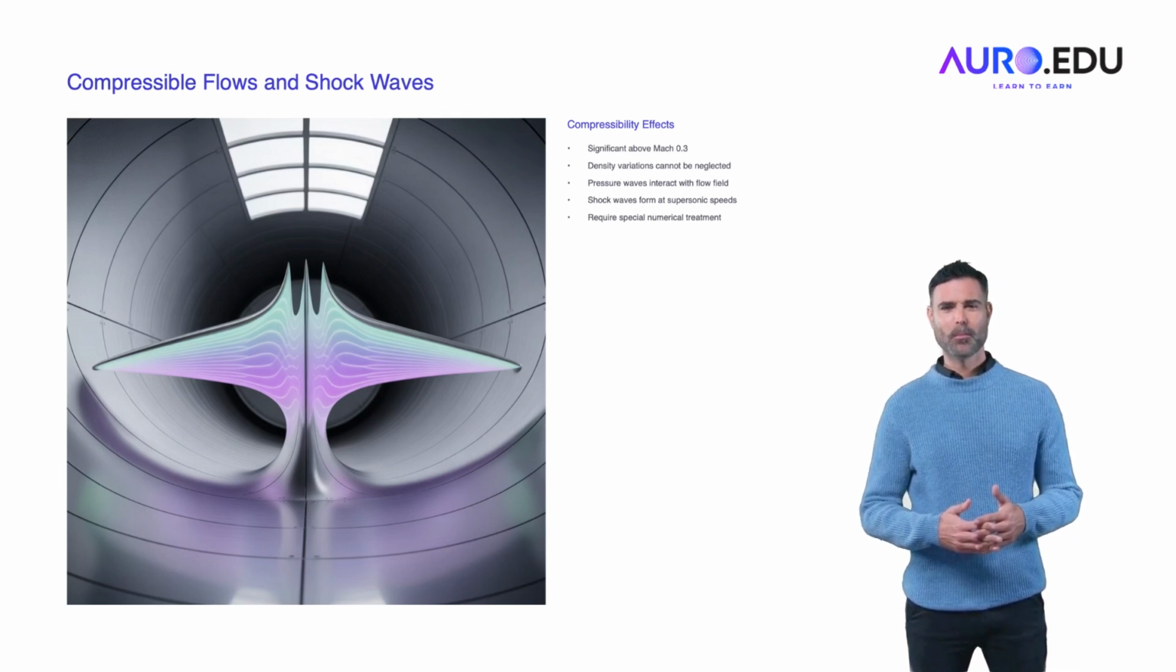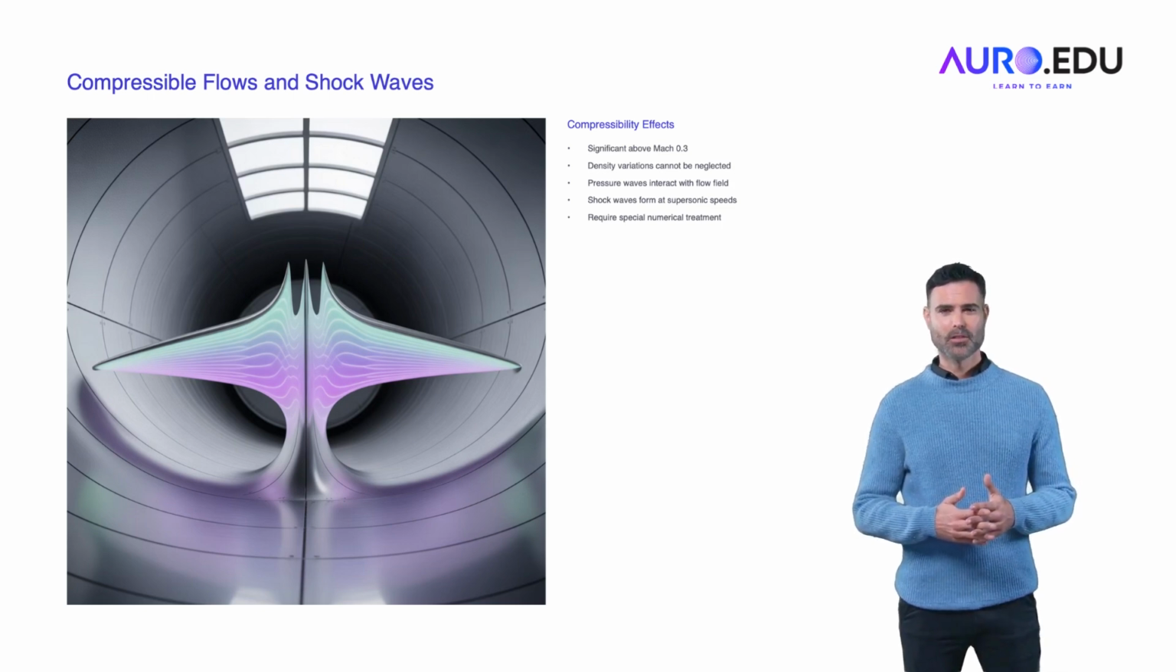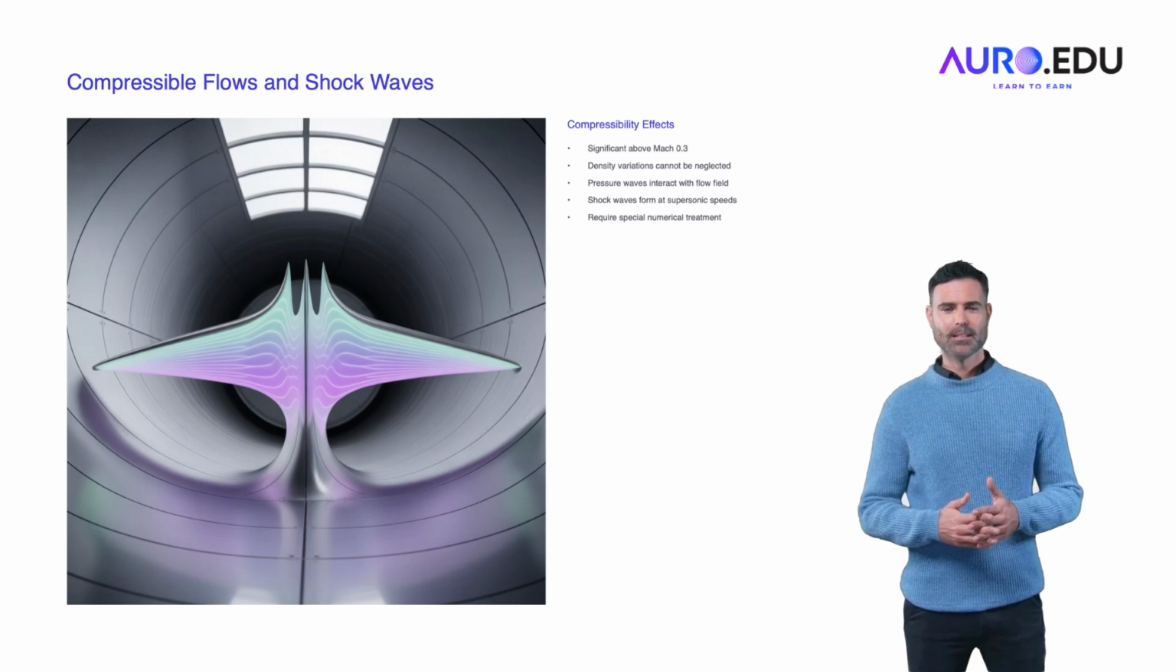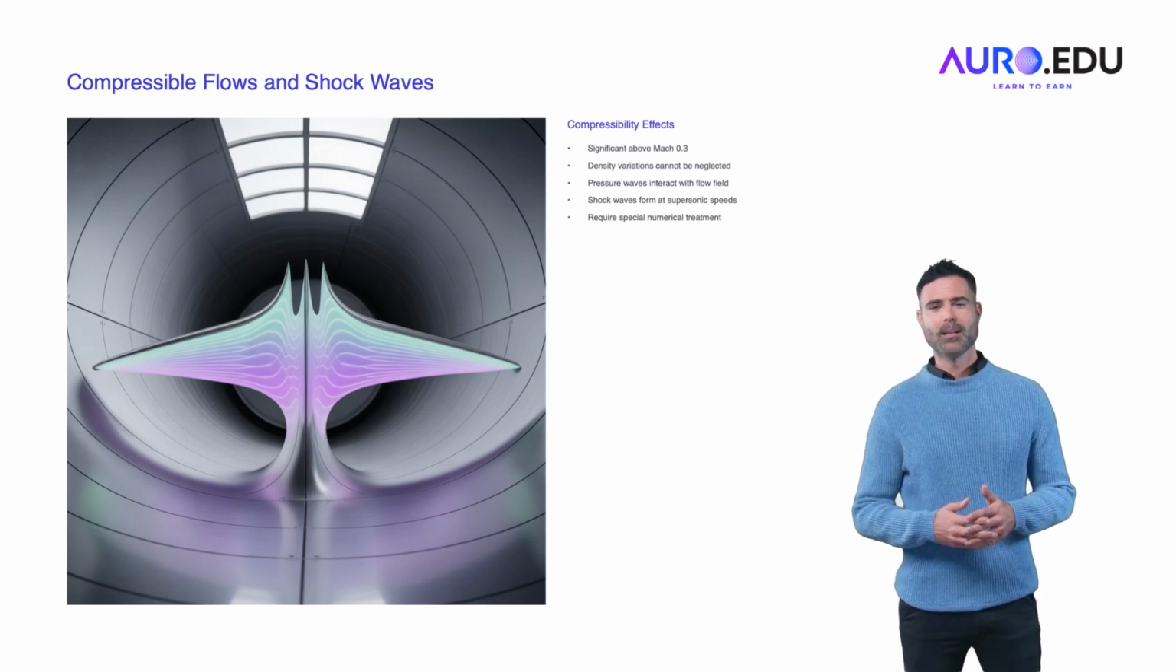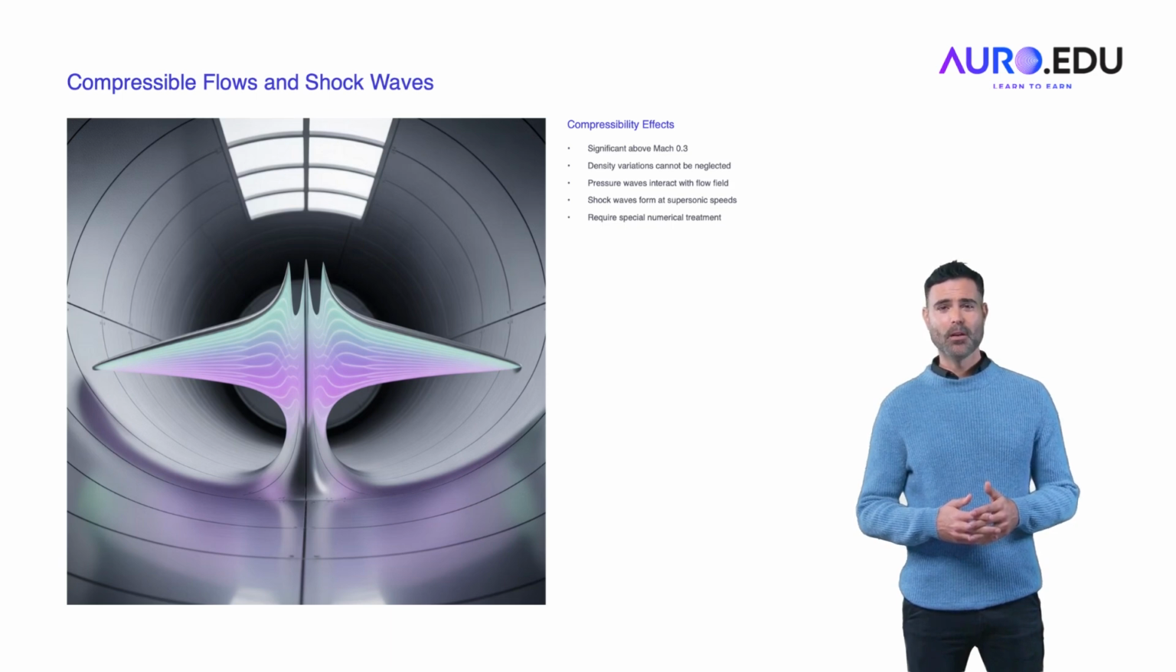Normal shocks are perpendicular to the flow, while oblique shocks form at an angle, typically at sharp corners or leading edges. Expansion fans are regions where the flow expands and accelerates, typically seen in supersonic flow past curved surfaces. Understanding shock boundary layer interactions is crucial for aerothermal design in hypersonic vehicles and rocket nozzles.